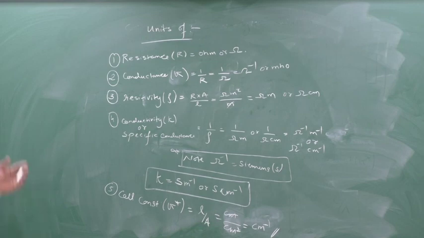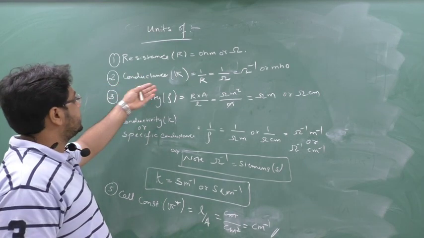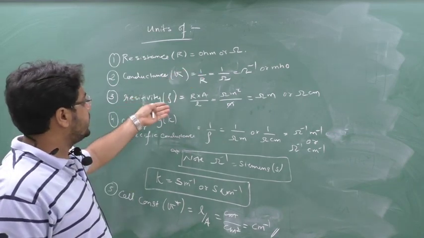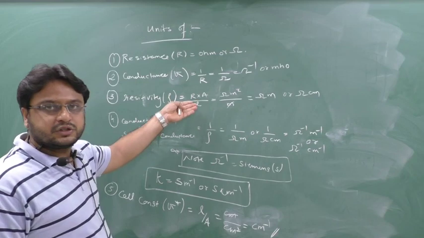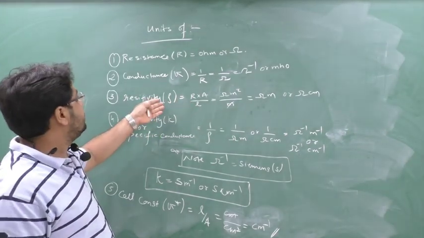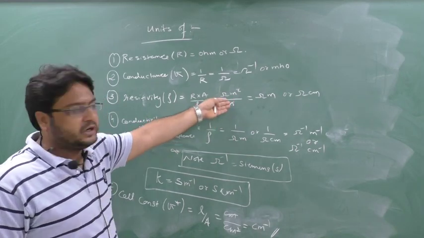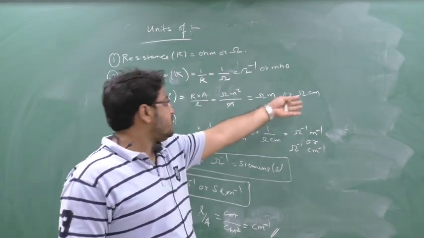Clear this part? Now copy out or take a screenshot. See, a resistance R unit is ohm. Conductance G means 1 by R, that is ohm inverse or mho. Resistivity is rho, and rho formula will be R A by L, because R equal to rho L by A. So rho will be equal to R A by L. R unit is ohm, meter square, meter. Instead of meter you can take centimeter also. Ohm meter or ohm centimeter.